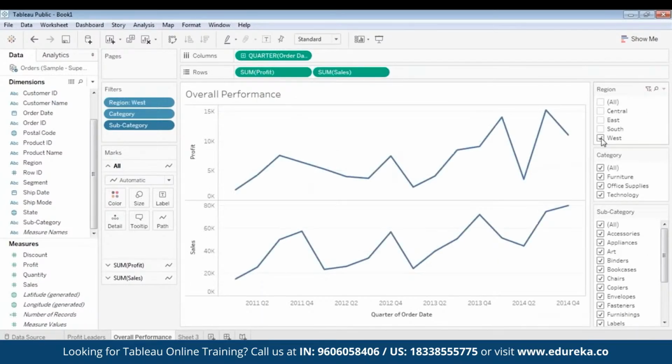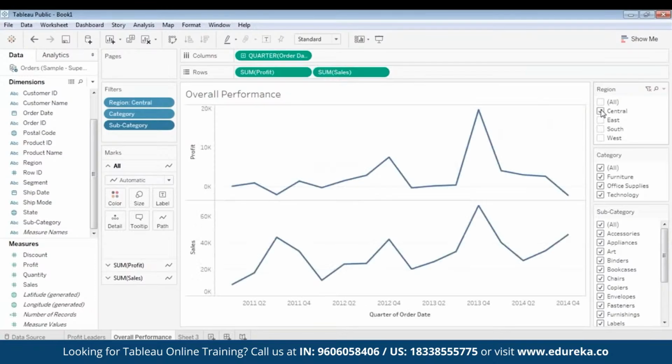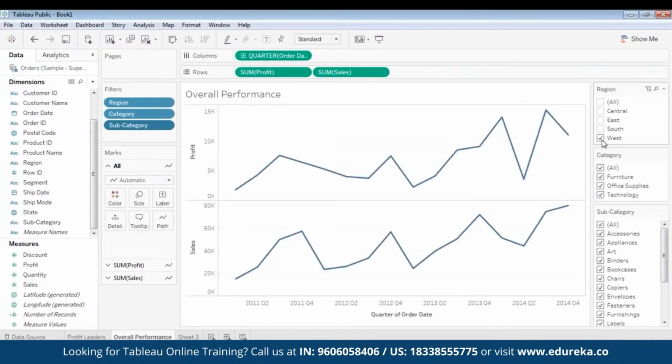Now if I go to west, can you see west is the most profitable, and even in terms of sales. So clearly by seeing this trend, you can see that west is doing better than the other regions. Let me go back to central. Right now we have seen west, this kind of profit and this kind of sales. Now let me just remove west and go back to central. See what kind of sales and profit was there. So there is a lot more difference between the central region and the west region.